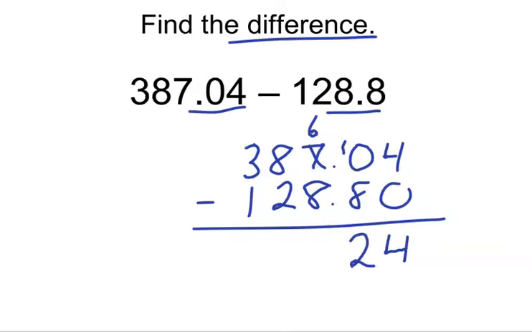All right, can't take 8 away from 6, so we're going to have to borrow from the 8, make it a 7. So 16 minus 8 is 8... 7 minus 2 is 5. And 3 minus 1 is 2. Then we bring down the decimal right where it is. So our answer is 258.24. That would be the difference between those two numbers.